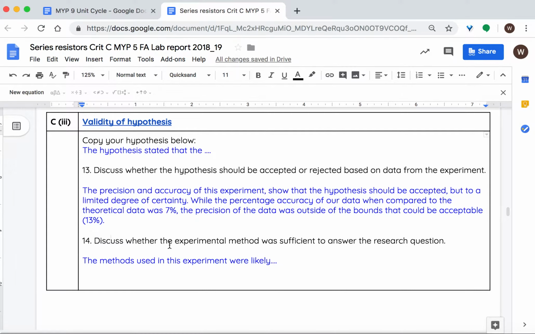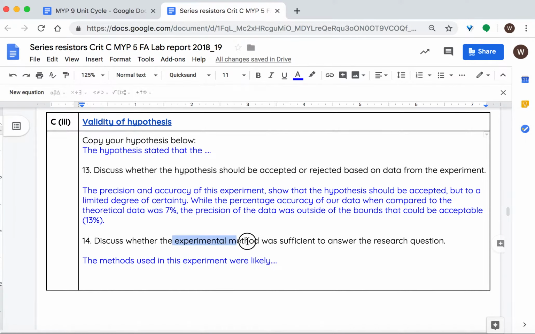All right, next up, discuss whether the experimental method was sufficient to answer the research question. This one is if I cannot give you an idea of whether we can accept or reject the hypothesis just because our data is not accurate enough and not precise enough. That's where we might have a problem with the experimental method. Maybe that wasn't the best way to answer the question. If we have that problem, then we're going to have to answer this section. If we don't have that problem, we still have to answer this section, but it's a lot easier.